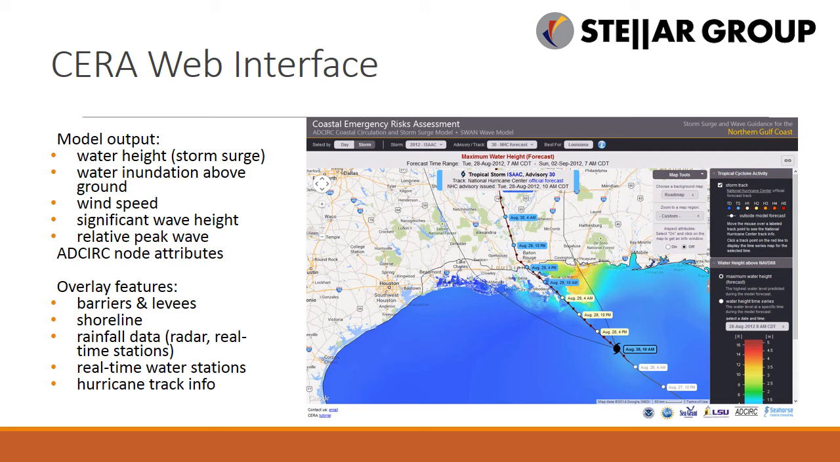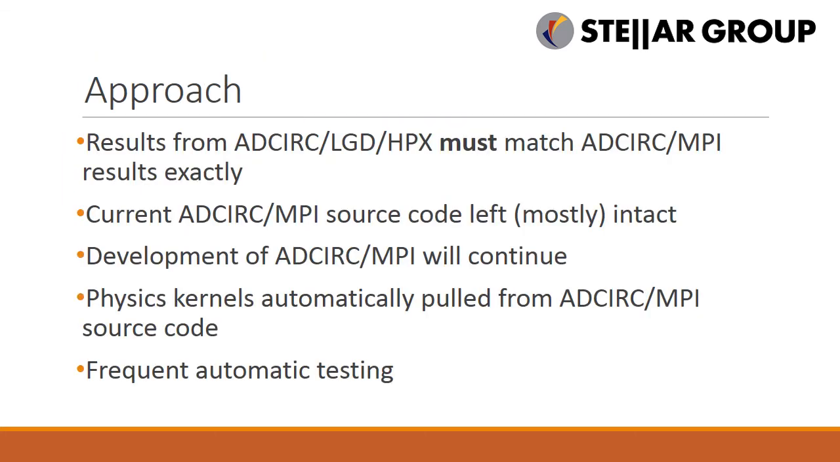So you can obviously display the ADCIRC results from a particular run, inundation, but then you can also overlay things like the NHC consensus track. You can look at gauge stations and compare predicted gauge, historical data from the gauge, and then predicted ADCIRC water levels for that gauge. So it's a very cool, very useful tool.